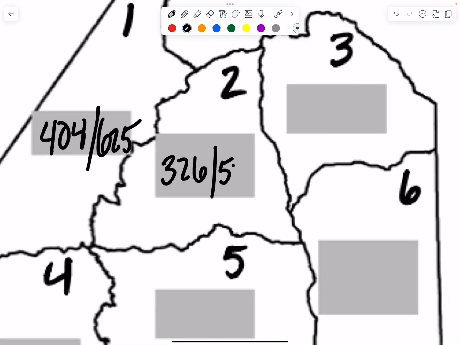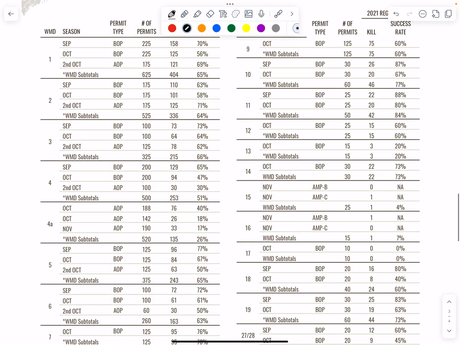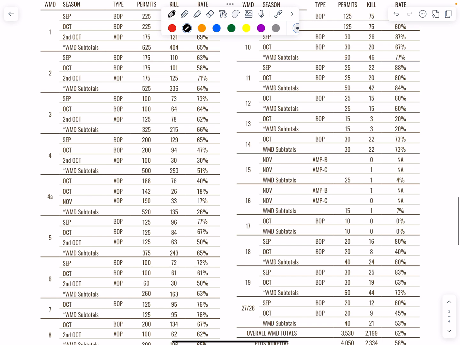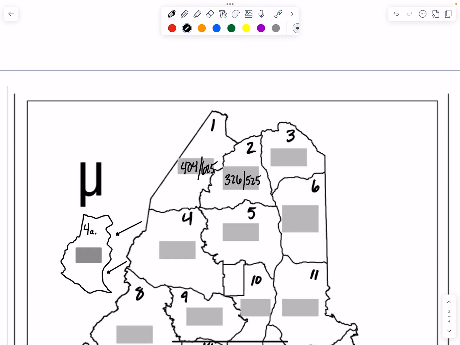I wrote 326 out of 525. And then we'll go check District 3. Oh, it's 336. And then we have 215 out of 325. I need to fix this. This was 336.